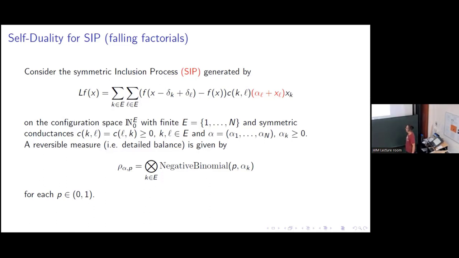And then you can think about some reversible measures. Here it is well known that a product of negative binomial distributions is reversible. Here the product is over the points. So for that example, you have the product of 5 negative binomial distributions for one fixed p. So we have a family of reversible measures parameterized by p, where p is between 0 and 1. And these alpha_k are exactly chosen like these alpha_l in the definition of L. Okay, so that's the symmetric inclusion process.